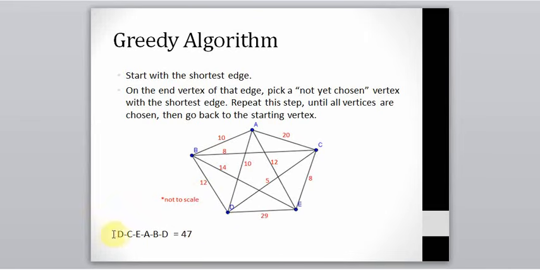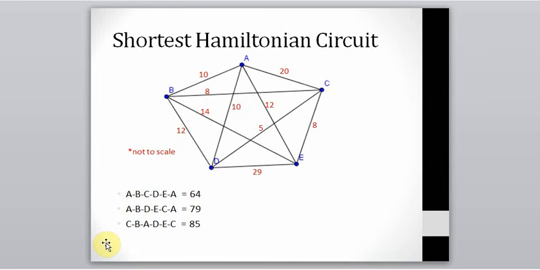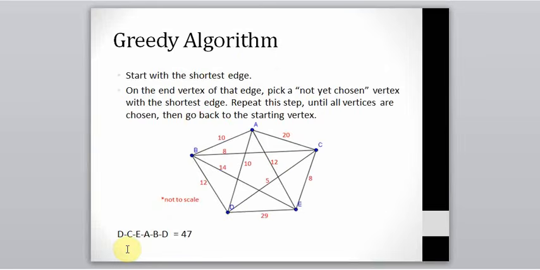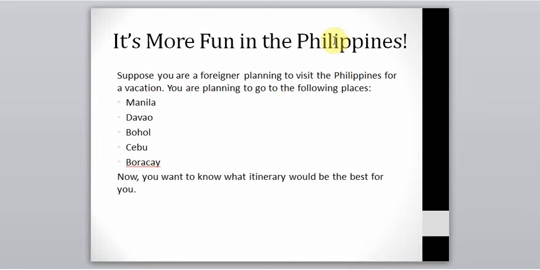So try to compare this 47 to our previous Hamiltonian circuits. So it's way shorter than the other Hamiltonian circuits. So the greedy algorithm is an effective way of finding the shortest Hamiltonian circuit out of a particular graph. So let's have another example.